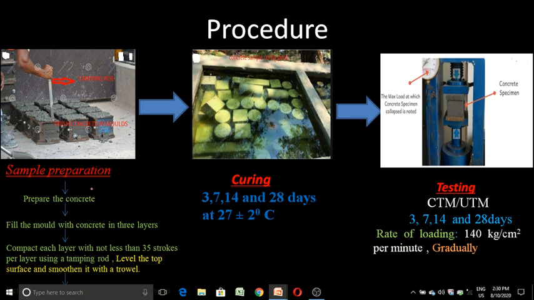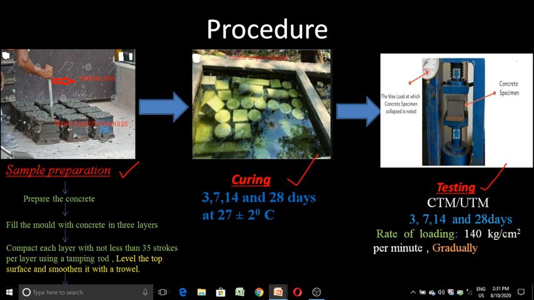Here, this test procedure is conducted in three stages. One is sample preparation, the second is the curing stage, and the third is the testing stage. So what do we do in the sample preparation stage? You know the grade of concrete, and based on the grade of concrete we have a mix proportion. Mix proportion means a mixture of cement, coarse aggregate and fine aggregate, in which parts we mix the concrete. We know that prior to conducting the compression test on the concrete.